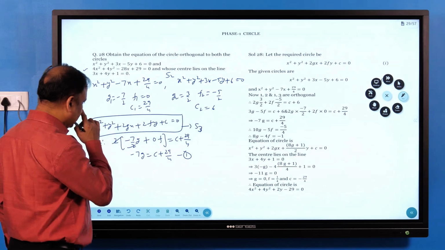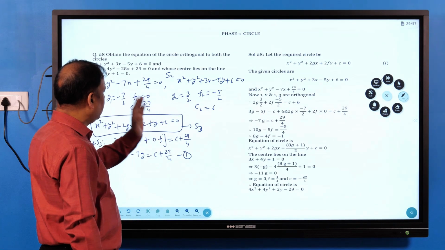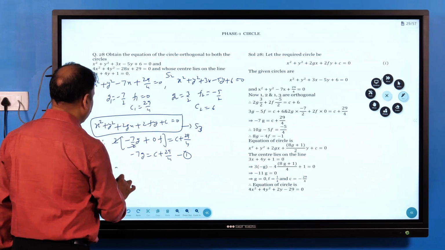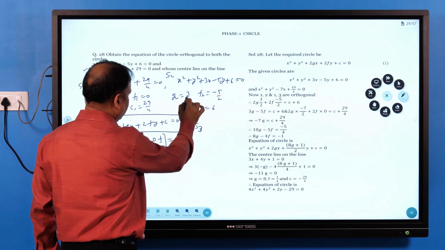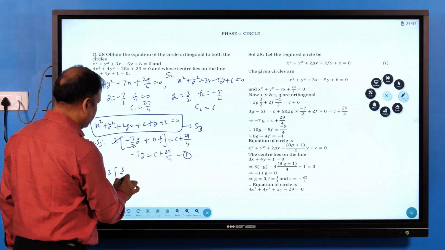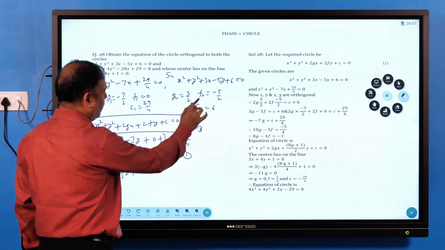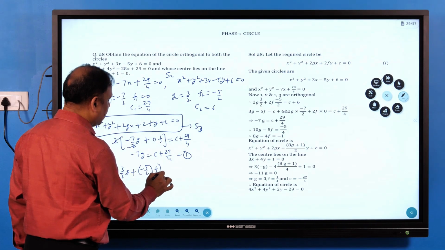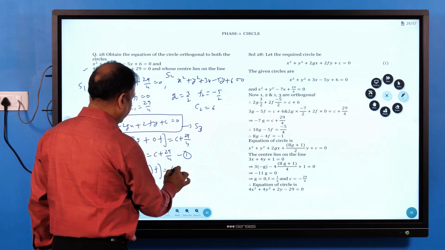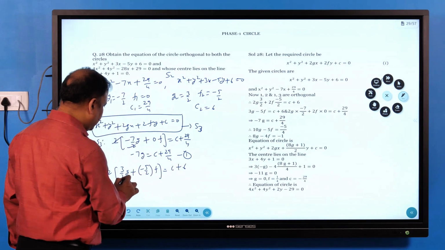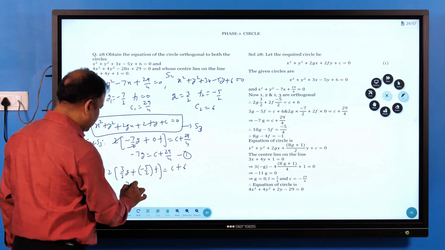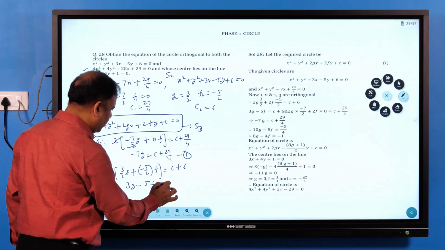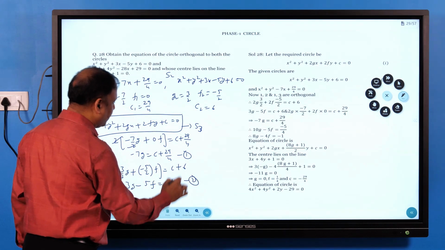If they are orthogonal, same twice of g1 g2 plus f1 f2 is equal to c1 plus c2. That formula we are using. So twice of, now with this circle I will take g1 3 upon 2 into g plus f2 minus 5 upon 2 into f is equal to 6 plus c. So 2 will cancel. 3g minus 5f is equal to 6 plus c. This is equation number 2.